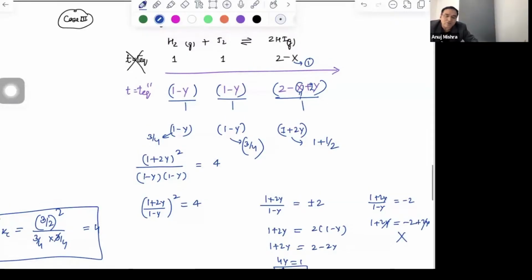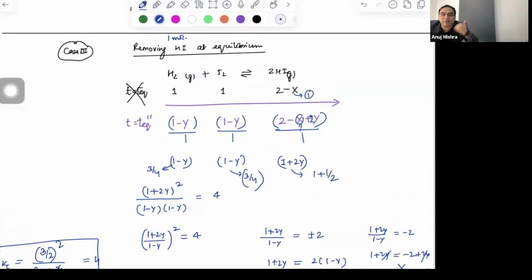So this is the next situation when you are removing something. This is how the equilibrium will be set up. Is it clear, everyone? Spreya, is it clear? Astha, is it clear? Jia, is it clear?